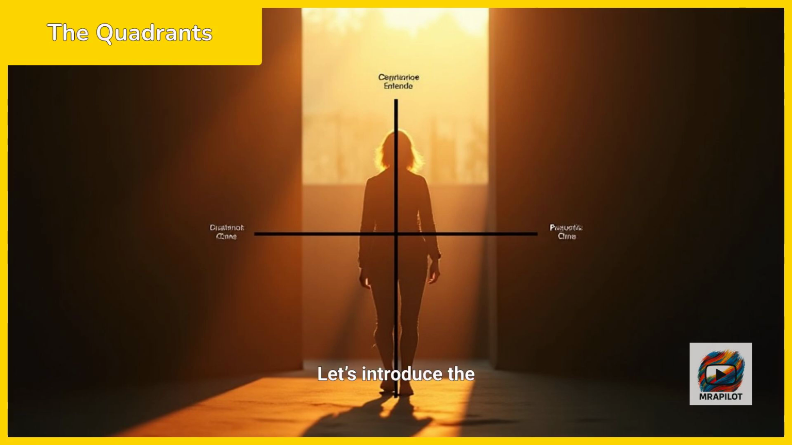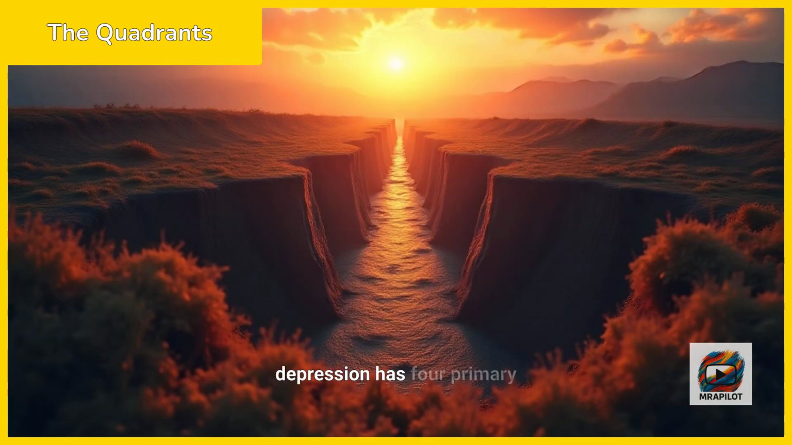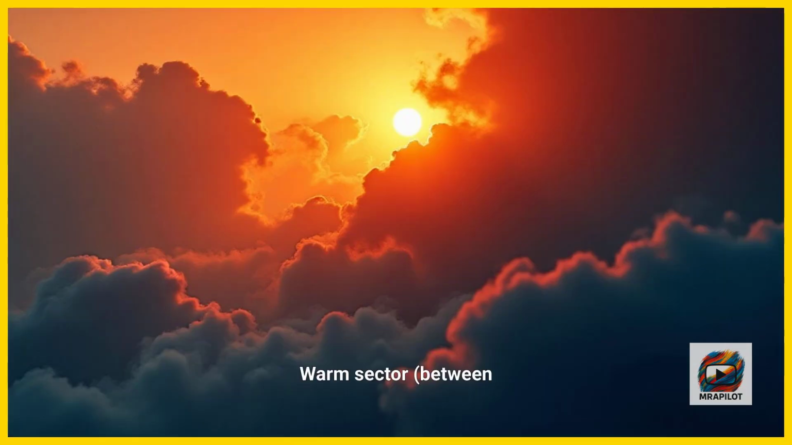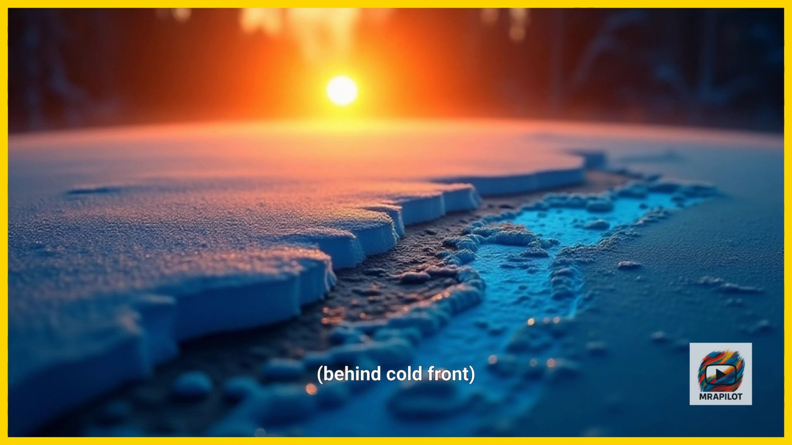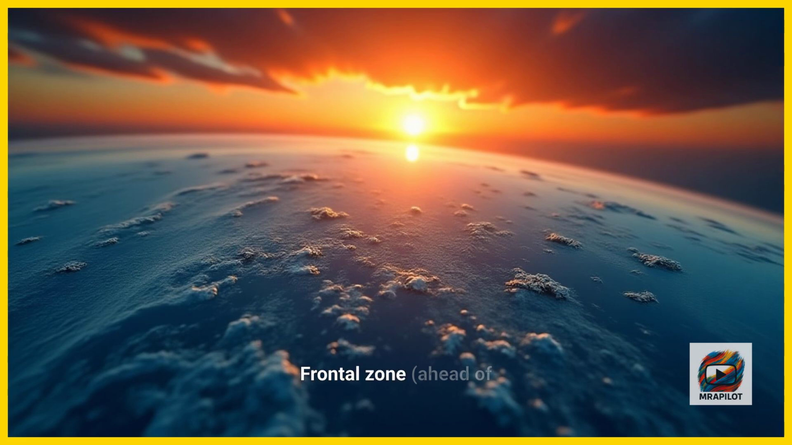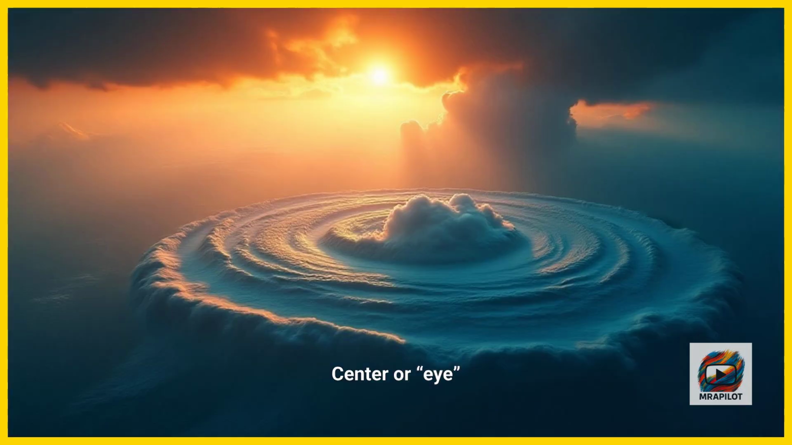Let's introduce the quadrant concept. A depression has 4 primary quadrants. Warm sector, between fronts. Cold sector, behind cold front. Frontal zone, ahead of warm front. Center or eye, lowest pressure. Each area has different wind, cloud, and visibility profiles.